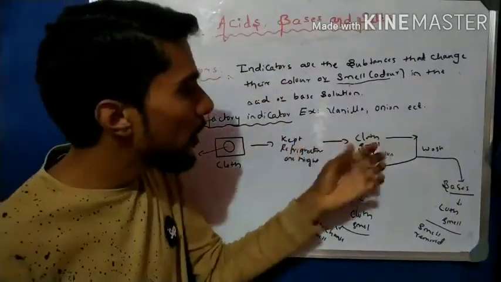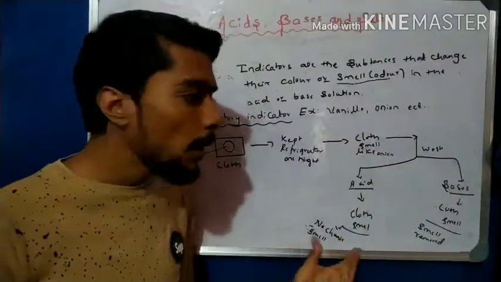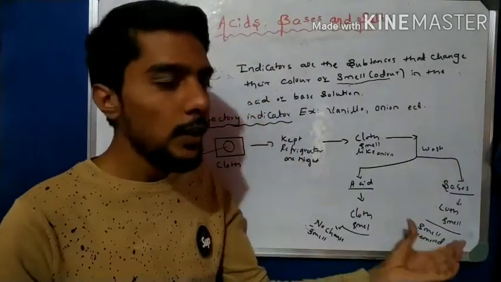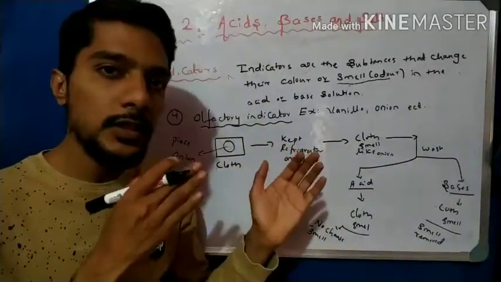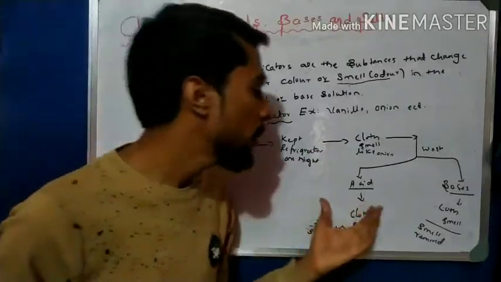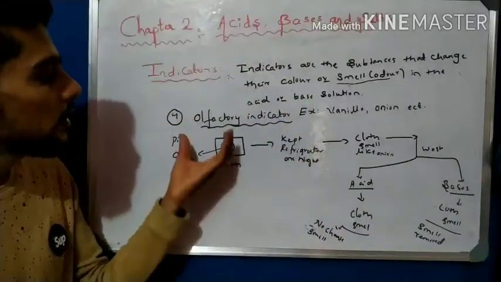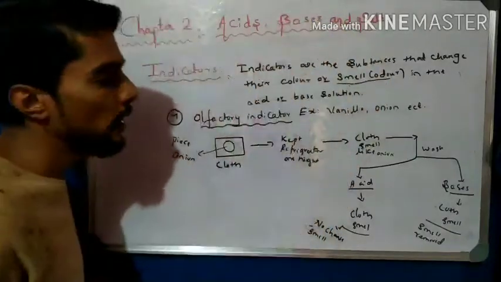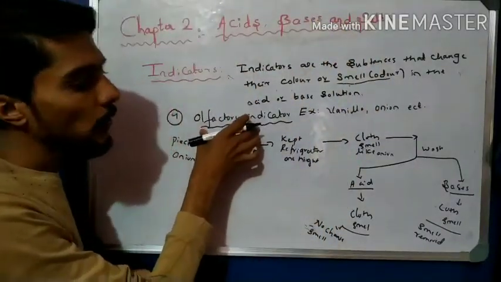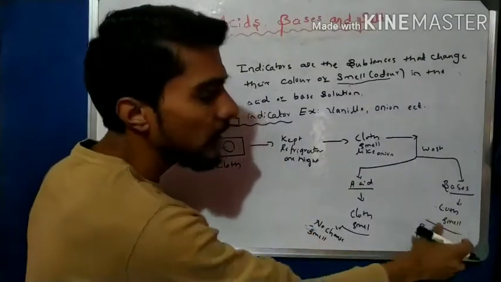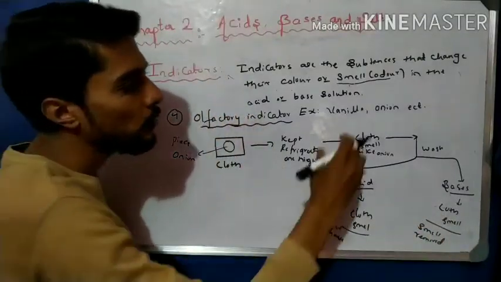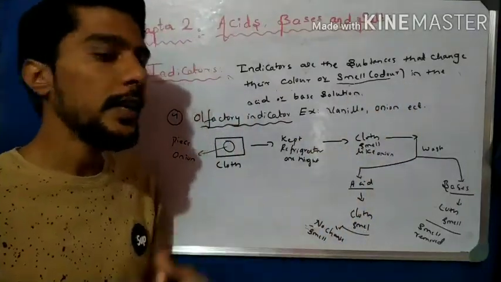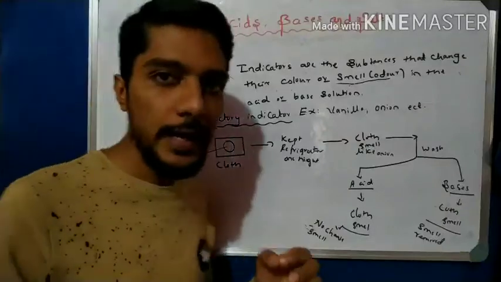The smell of onion is retained in acid, but in a base the smell of onion is removed, right? So this helps indicate which substance is an acid and which is a base by changing the smell. This is called an olfactory indicator, which works on the principle of changing smell. Olfactory indicators are substances that change their smell in acidic or basic media. For example, vanilla and onion are used as olfactory indicators. So this is all about the indicators.